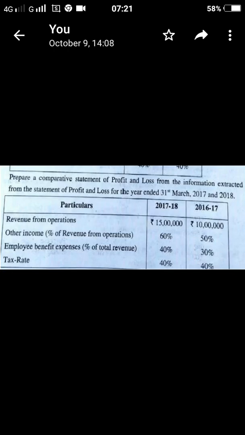So we have to prepare the comparative statement of P&L, and for this we know the format: initially we have to start from revenue from operation. In that we have to add the other income, and then we get the total revenue. Next we have to write all the expenses which are incurred, and after subtracting expenses from the total revenue, we get profit before tax. After subtracting the tax from profit before tax, we get to know about profit after tax. So let us start this question.